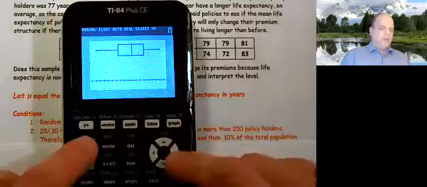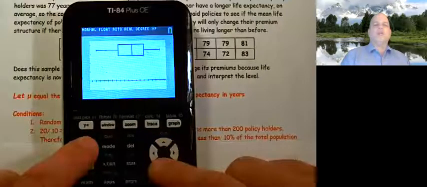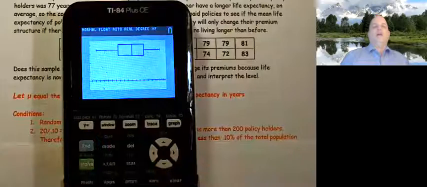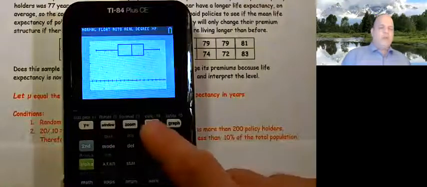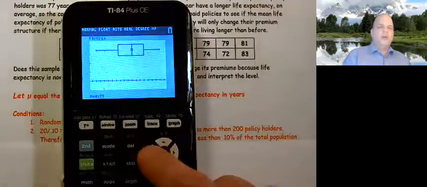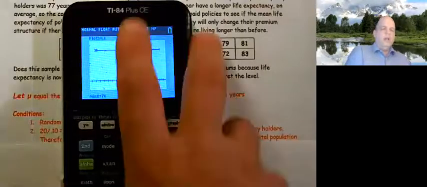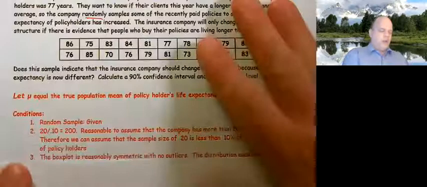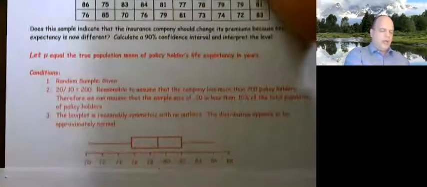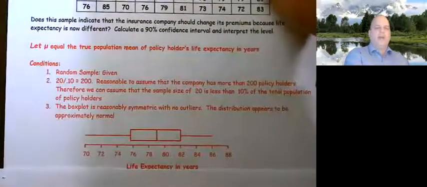Now, I will be honest with you, that's not perfectly symmetric, but it's symmetric enough. All right. And we remember we can use the trace feature to actually get those values to help us draw it. So when I draw this, I get a box plot that looks something like that.